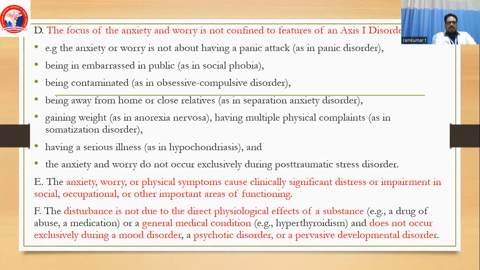E. The anxiety, worry, or physical symptoms cause clinically significant distress or impairment in social, occupational, and other important areas of functioning. F. The disturbance is not due to direct physical effects of a substance, for example a drug of abuse or medication, or a general medical condition, for example hyperthyroidism, and doesn't occur exclusively during a mood disorder, psychotic disorder, or a pervasive developmental disorder.